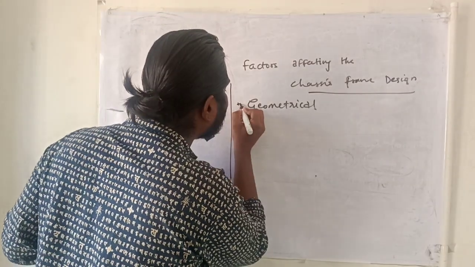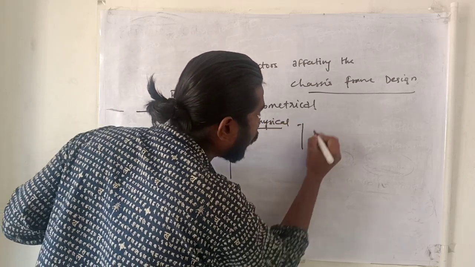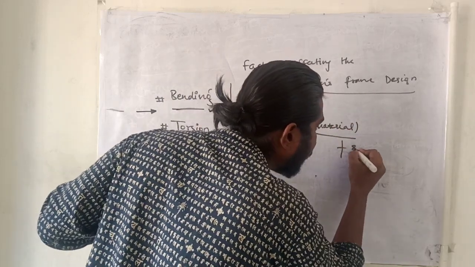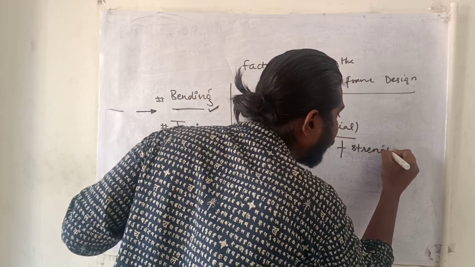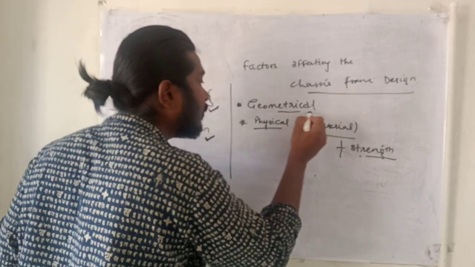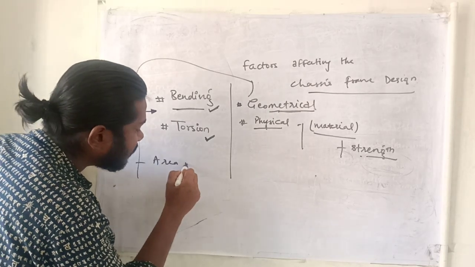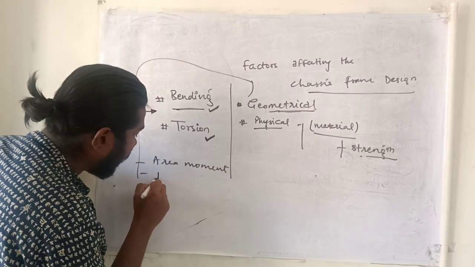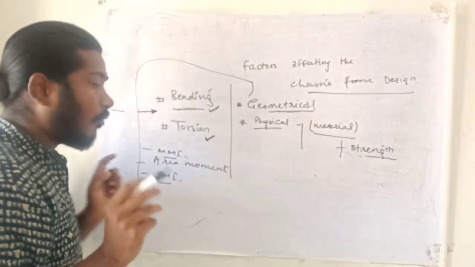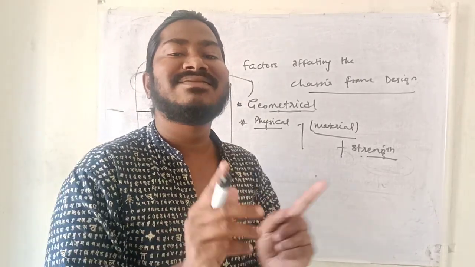So we have the geometrical implication as well as the physical implication, where we have to consider the material property. The selection of the material is very important so that we get to know the strength of the material that we are using. When we talk about the geometrical aspect, we have to calculate the area moment of inertia, mass moment of inertia and polar moment of inertia. We have already considered the effect of moment of inertia in the chassis frame design, right?